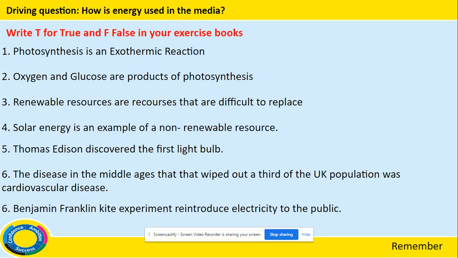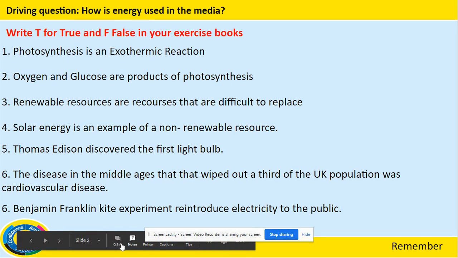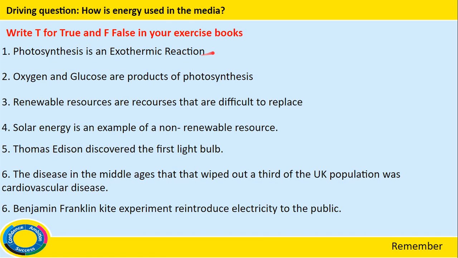This is your remember activity and it assesses prior knowledge. We are going to read the instructions together. Write T for true and F for false in your exercise books. So again, you're going to read each of the following statements, write T for true and F for false in your exercise book, so no need to rewrite the question. At this point, I'm going to ask you to pause the recording.